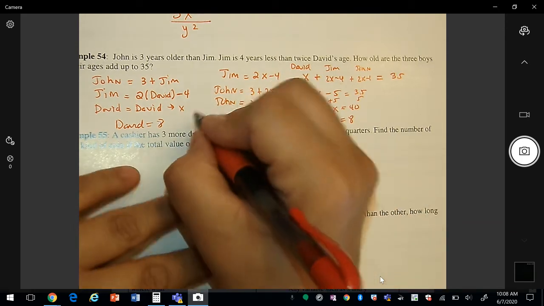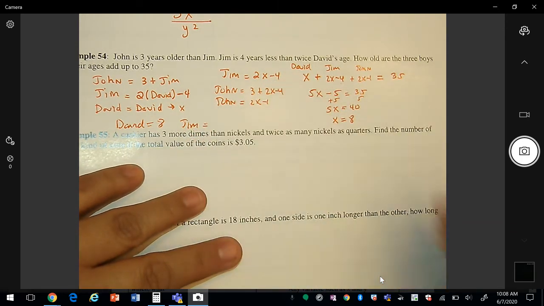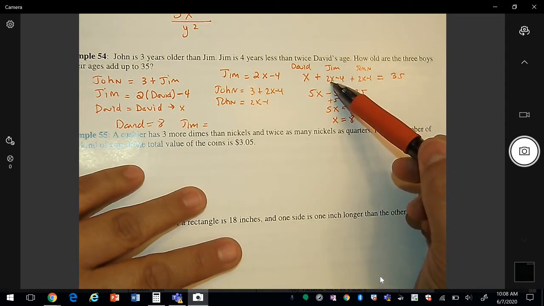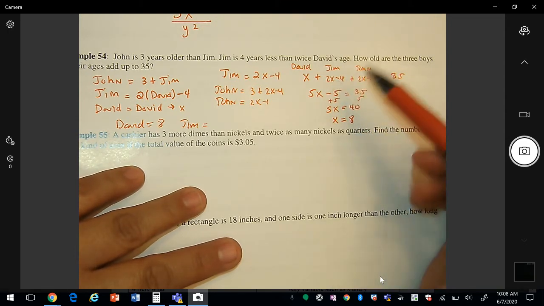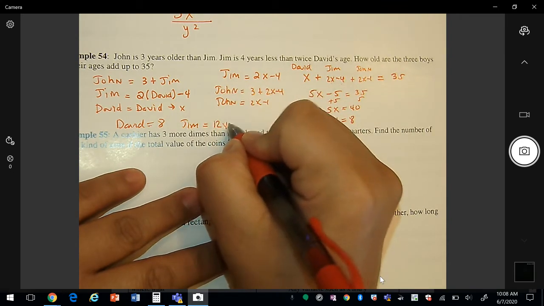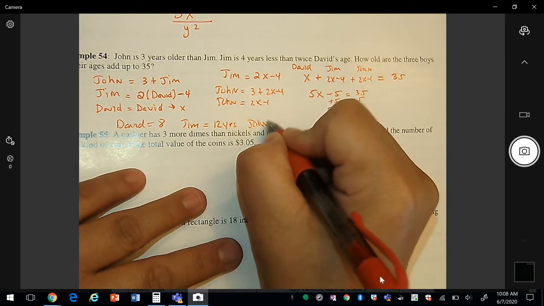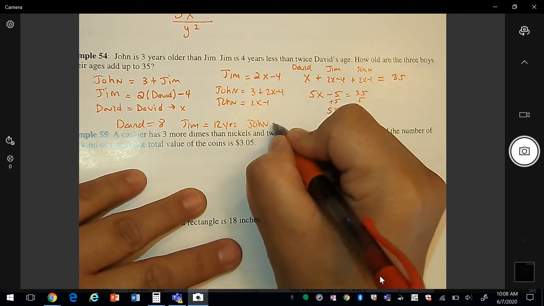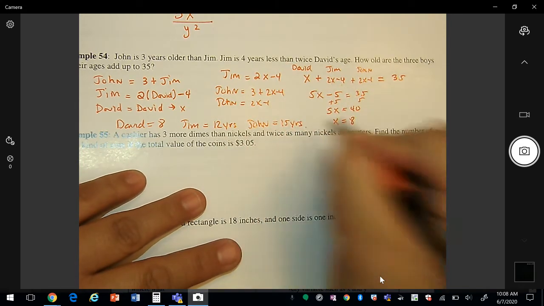And then Jim is going to be twice David's age. So that's 8 times 2 is 16, minus 4 is 12 years old. And then John is 3 plus Jim. So if Jim is 12, then John would be 15 years old.